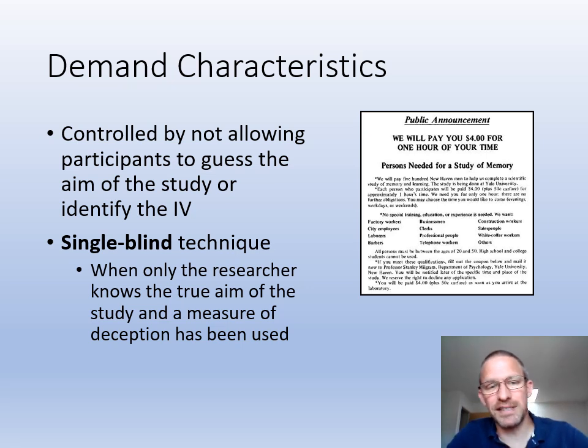So single blind, the researcher knows the true aim, they know what the IV is and what's being measured, but the participant doesn't, and there may well have been some deception used. So Milgram, we talk about ethics of Milgram's quite a bit. Ultimately, they were given a false aim. You can see the advert, it was sold as a study on memory when it wasn't. It was a study on obedience. But if you'd said that, people would have known what was going on. Okay, so deception is acceptable as long as it's justifiable.